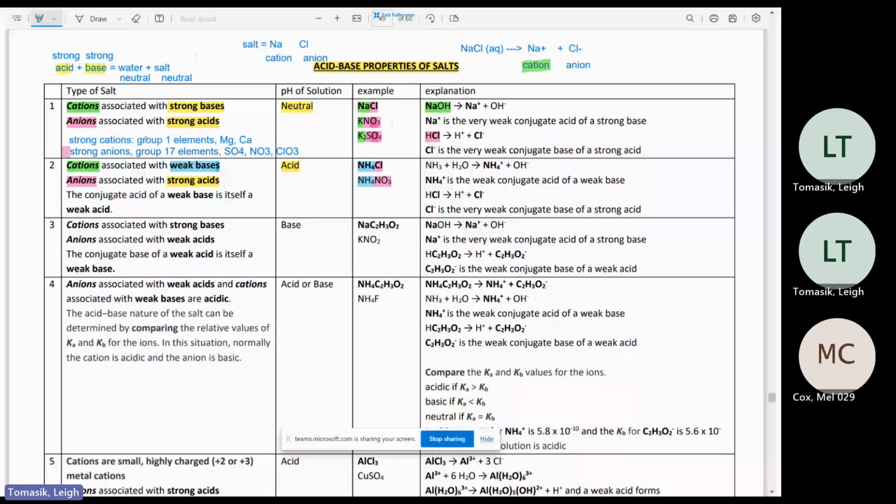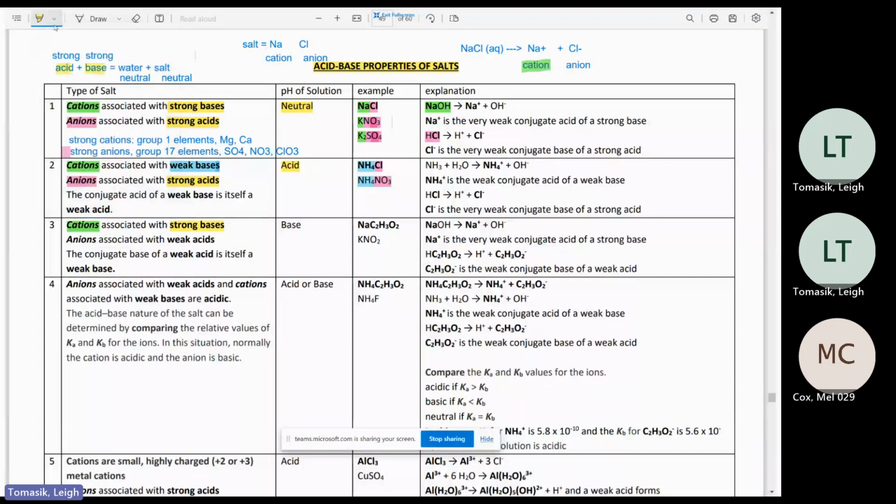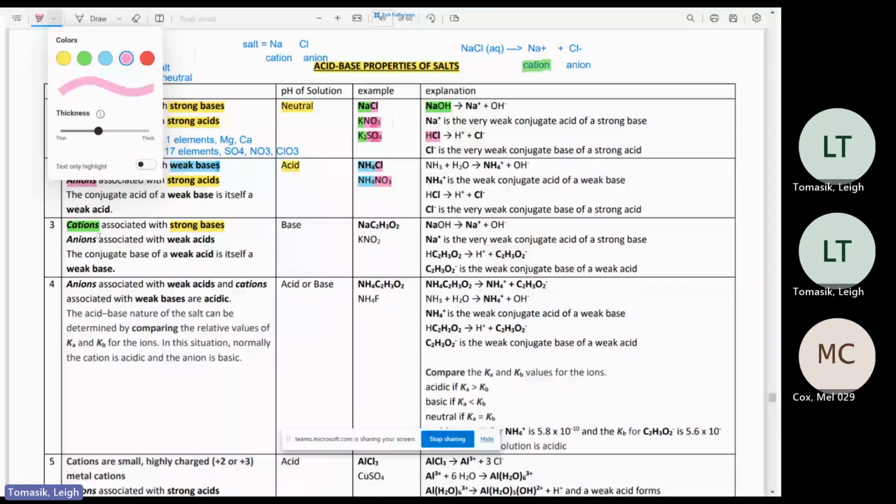So it says the explanation: NH4 is the weak conjugate acid of a weak base, and Cl is the very weak conjugate base of a strong acid. So we end up with the base part being weaker than the acid part. Then we have the opposite situation, where the cation is from a strong base, and the anion is from a weak acid.